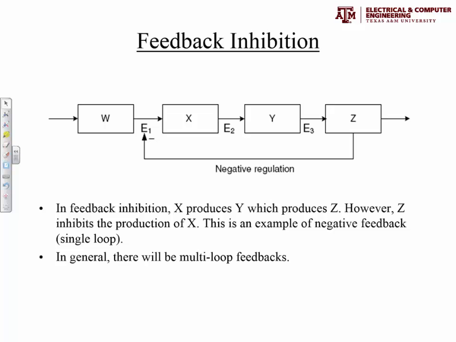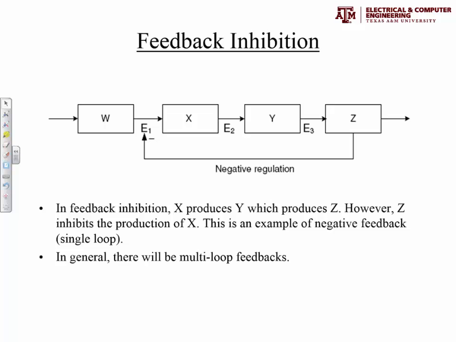However, the product of the last step, Z, is producing something that goes and negatively regulates the enzyme E1. That means if this reaction goes too much in the forward direction, a lot of this stuff will be produced, and that will put the brakes on. So there is feedback inhibition. So in feedback inhibition, X produces Y, which produces Z.